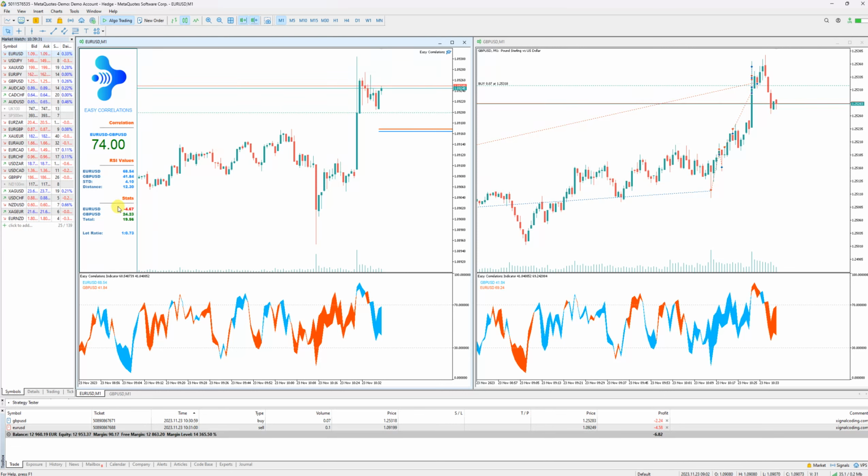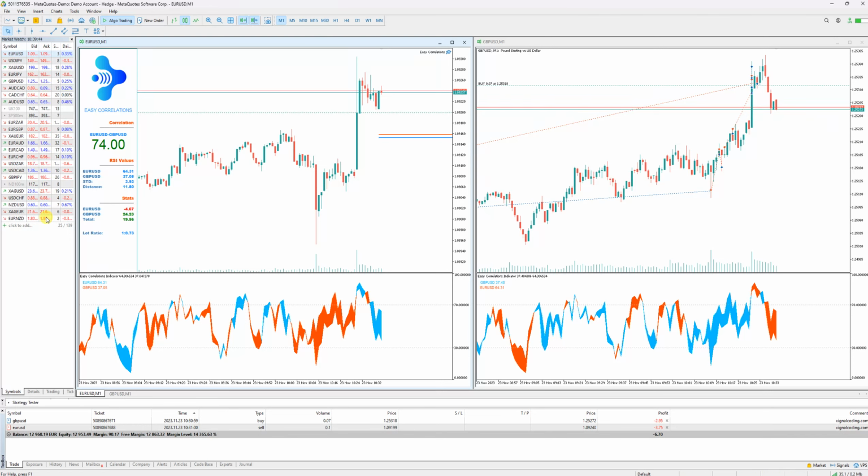Below that, we have the stats. What we have done so far, I'm just playing around here on the 1 minute time frame. So how much I have earned or lost on the pound dollar and on the euro dollar, and the total profit in this case, and also the lot ratio, because not all instruments have the same volatility.